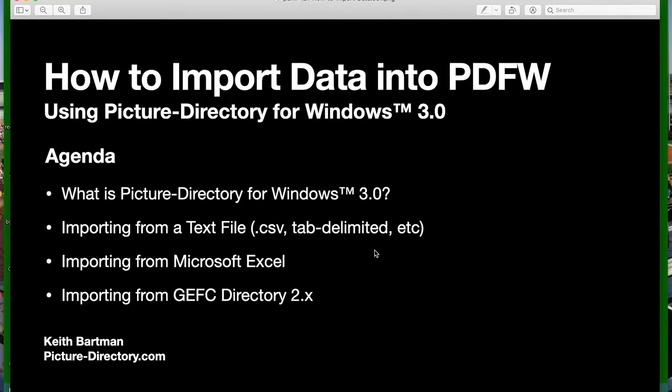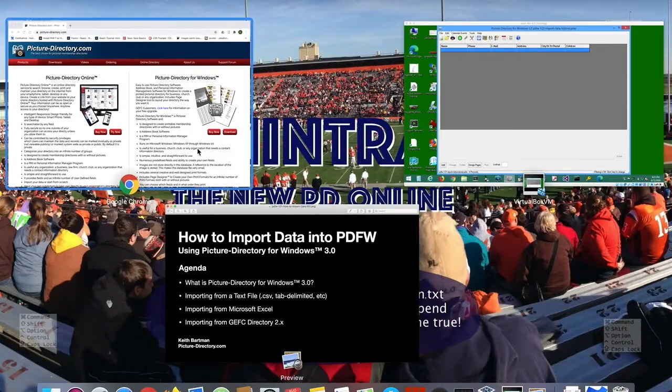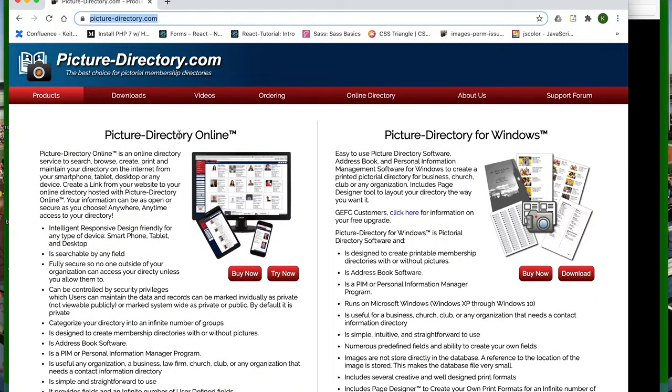So what is Picture Directory for Windows 3.0? If you go to Picture-Directory.com, our website, we have a pretty good description of it, and you can actually download it and give it a try before you decide to buy it. Essentially it is picture directory software to create a pictorial directory. A business can use it, a church, a club, any type of organization. It has a built-in tool called Page Designer that allows you to lay out your directory the way you want it.